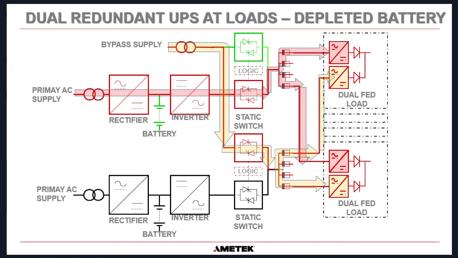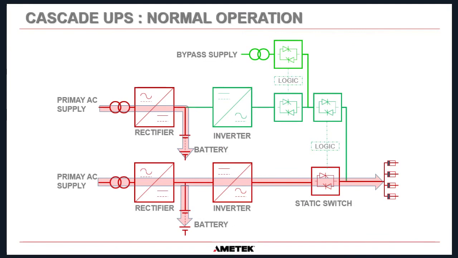So the next design that you can have is the cascade UPS. Now, let me explain this. Let's call this bottom UPS here UPS-A, and we will call this top UPS here UPS-B. UPS-A is the main UPS, and UPS-B is the backup UPS. You can call UPS-A the master and UPS-B the slave, if that's what you want to call it. But basically UPS-B is actually the bypass supply for UPS-A.